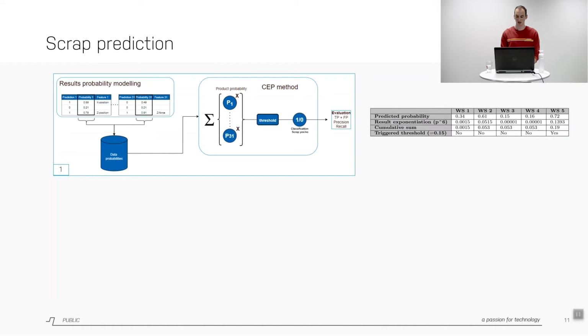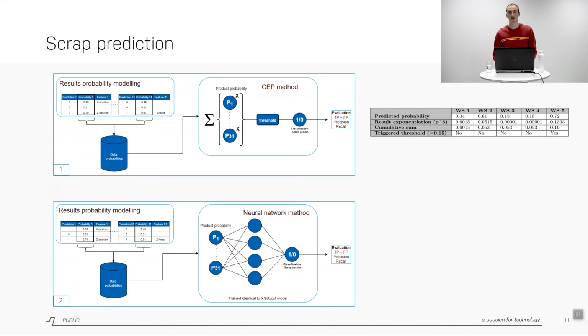In practice it looks like this, where first the probabilities are exponentiated, then summed, and then when they exceed a certain threshold, they are scrapped. The second method was a neural network method, which could learn on its own when the probability is high enough to determine if it should be scrapped, or to combine multiple workstations and determine which workstations in the assembly line are more important to determine if a product should be scrapped or not.